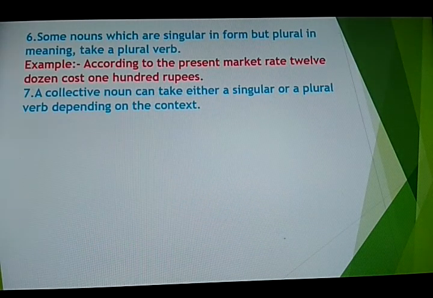Now next, number 6: some nouns which are singular in form but plural in meaning take a plural verb.